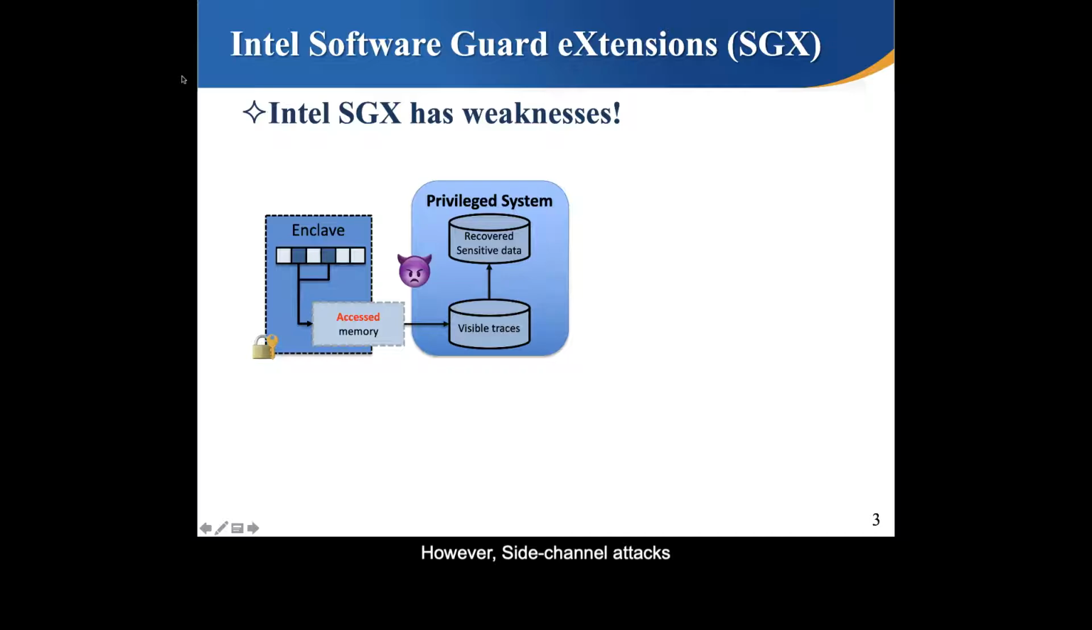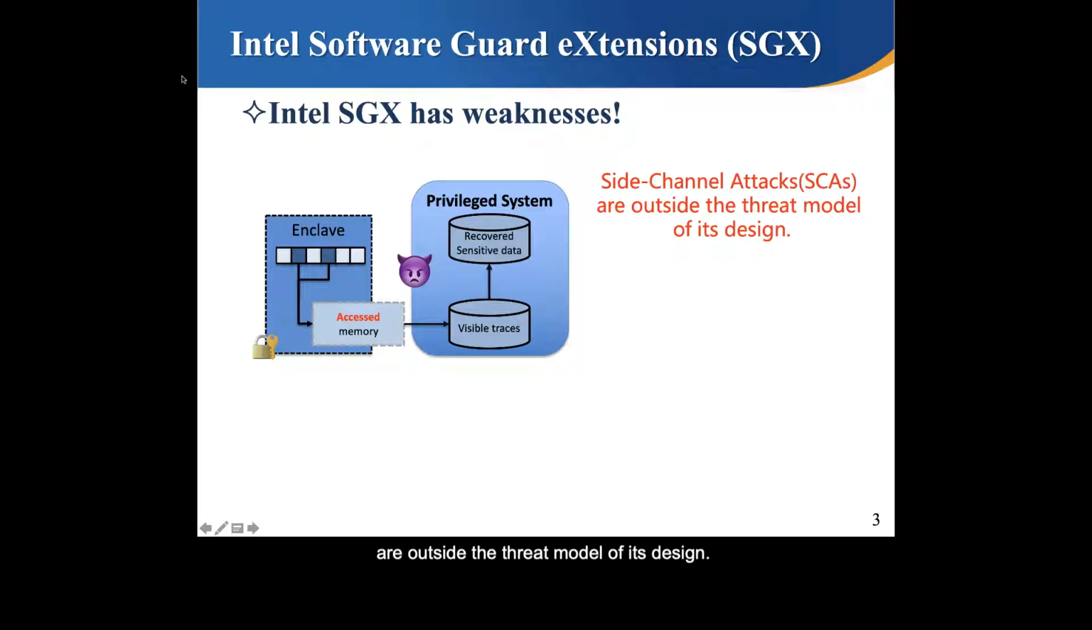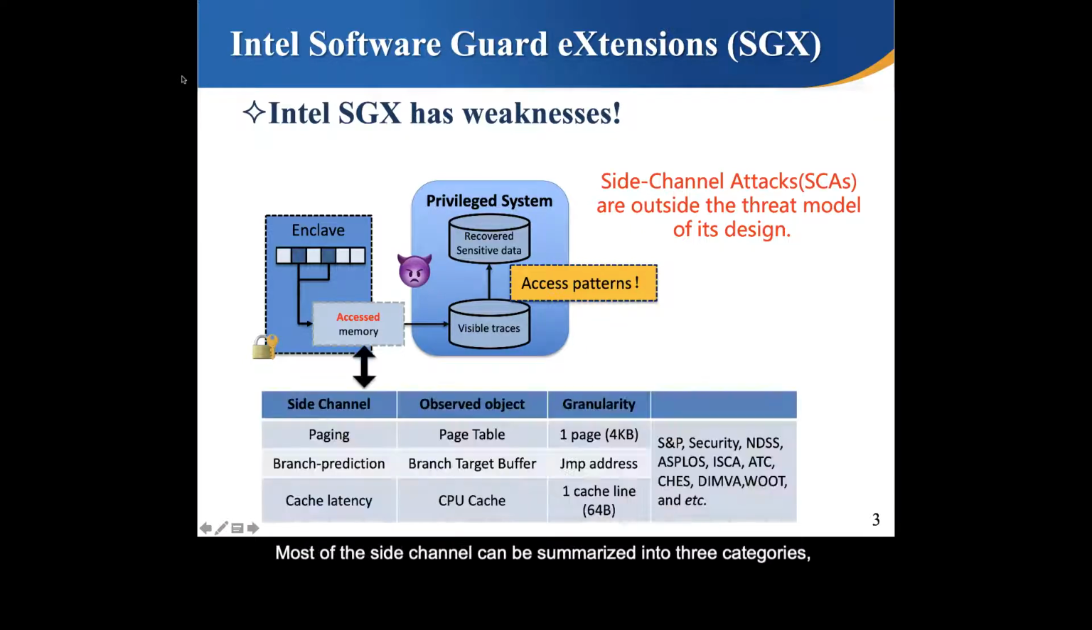However, side-channel attacks are outside the threat model of its design. By analyzing the memory access pattern of an enclave, many researchers have successfully inferred sensitive information from it. Most such channels can be summarized into three categories, including page table, branch prediction, and cache latency.